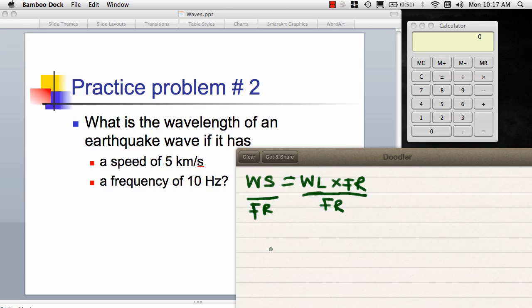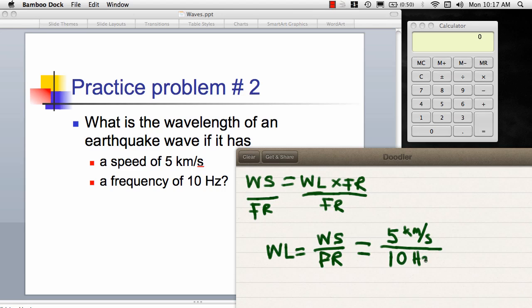And we get an expression that says wavelength is equal to wave speed divided by frequency. Now we can plug in our numbers. We get 5 kilometers per second divided by 10 hertz. This winds up being 0.5 kilometers. This is our final answer.